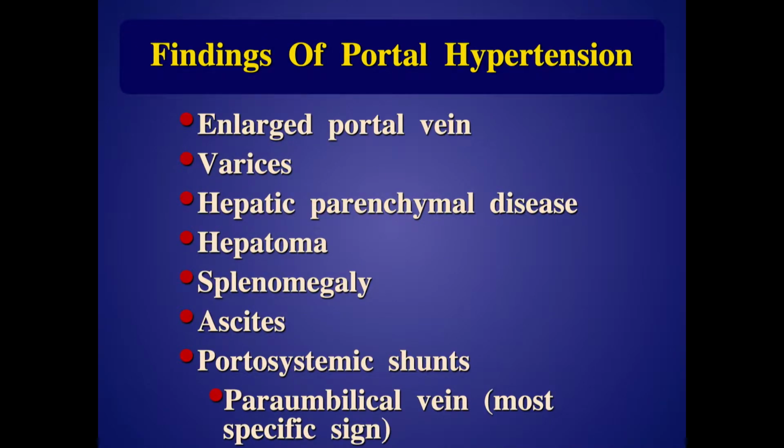And these are some of the findings that we ask our sonographers to look for. Enlargement of the portal vein, obviously patency of the portal vein, looking for varices or these collaterals around the porta hepatis and around the different branches. We expect to see some element of hepatic parenchymal disease, certainly with cirrhosis. And with cirrhosis, obviously looking for evidence of tumor within the liver. The spleen is usually enlarged, typically in the later stages. There's associated ascites and portosystemic shunts, of which the paraumbilical vein is the most specific sign. And that's important to remember for when we go over questions in a few minutes.